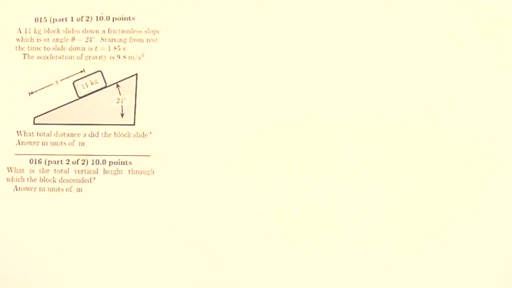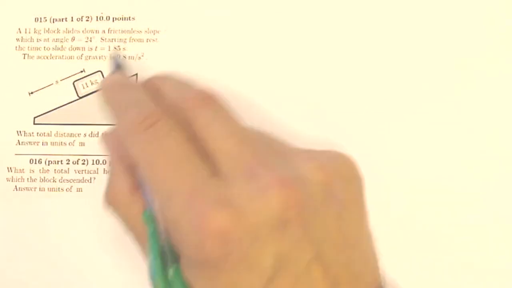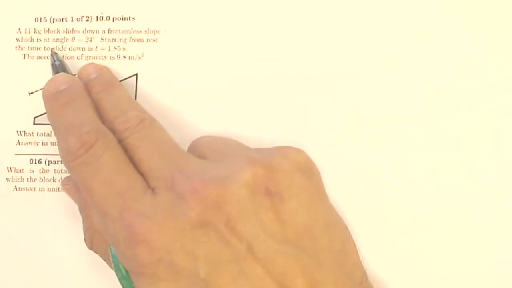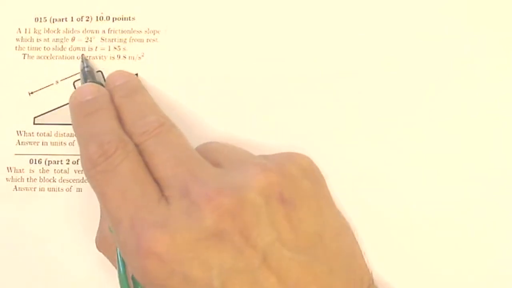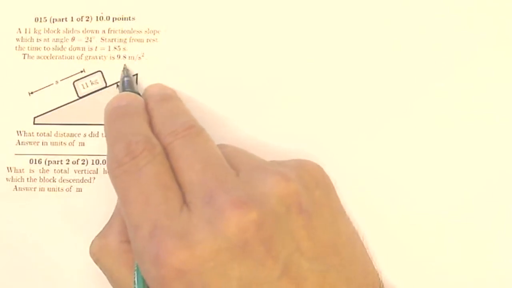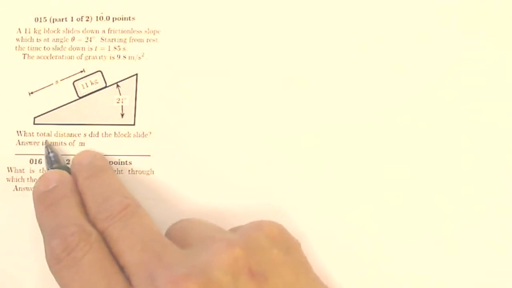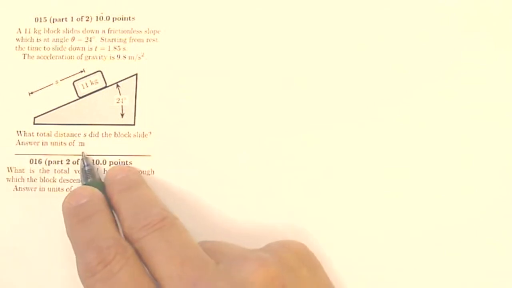This is AP Physics, Homework 2.5, question 15 and 16. It says an 11 kilogram block slides down a frictionless slope, which is at an angle of theta equals 24 degrees. Starting from rest, the time to slide down is t equals 1.85 seconds. The acceleration of gravity is 9.8 meters per second squared. What total distance, s, did the block slide? Answer in units of meters.